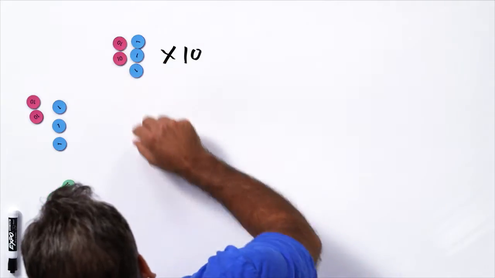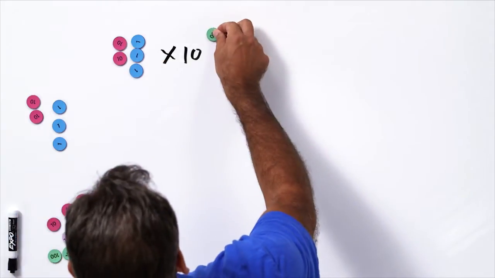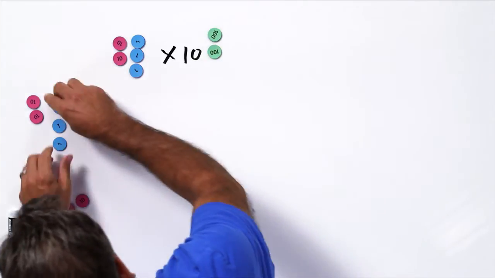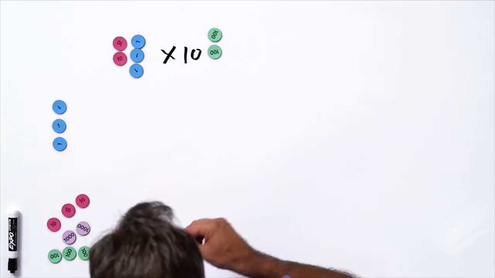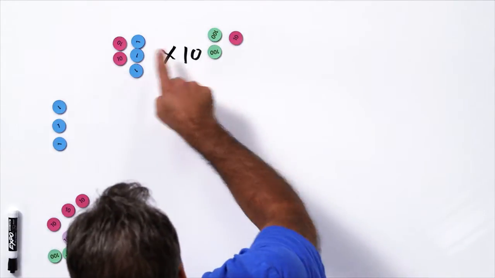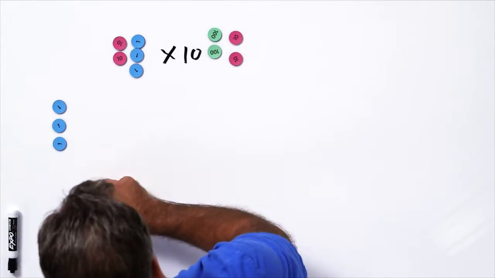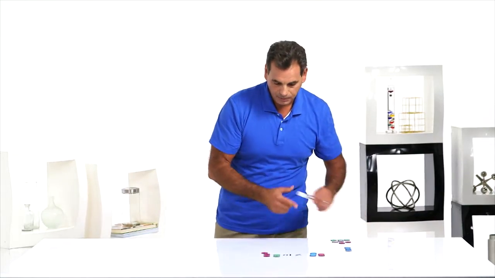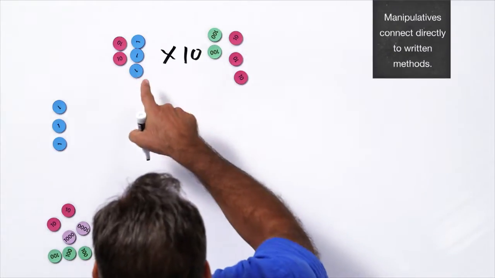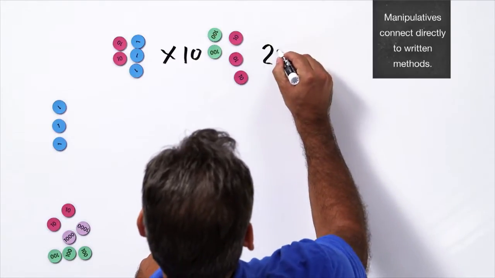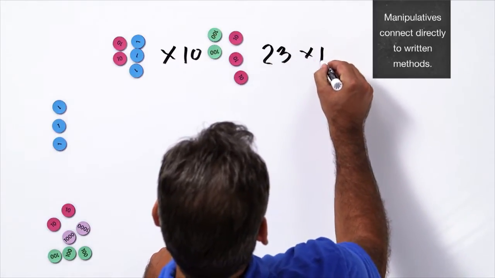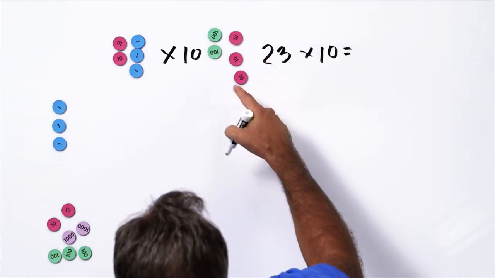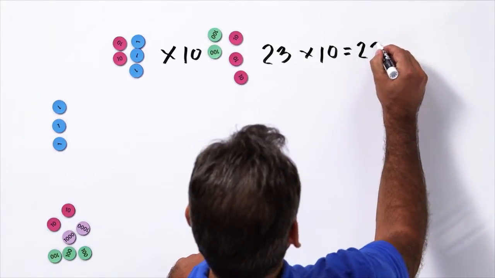They know 10 times 10 is 100. 1 times 10 is 10. Have them record the result. 23 times 10 equals 100, 200, 10, 20, 30. 230.